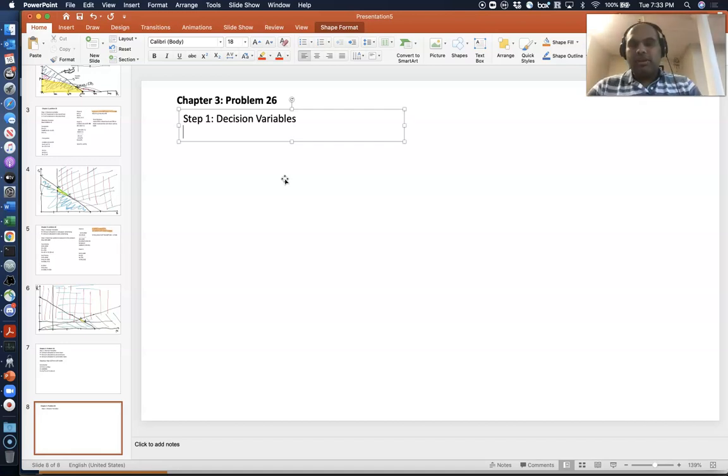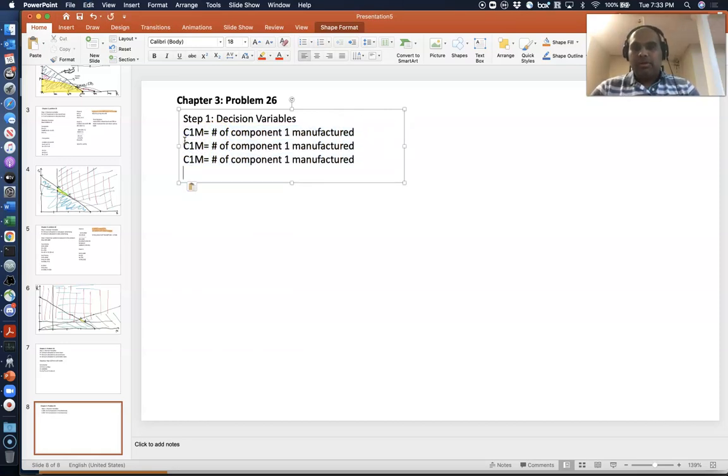In this case, I'm going to call them C1M, the number of component 1 manufactured, that we make ourselves. That's why I'm calling it C1M. Similarly, I'm going to have C2M, number of component 2 manufactured, and C3M, number of component 3 manufactured.